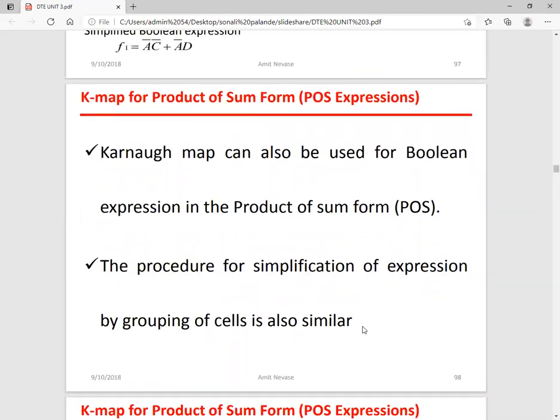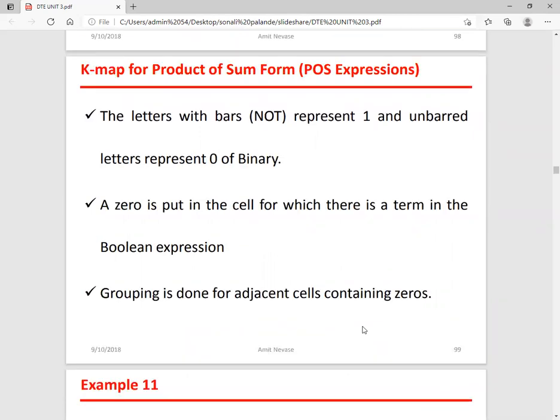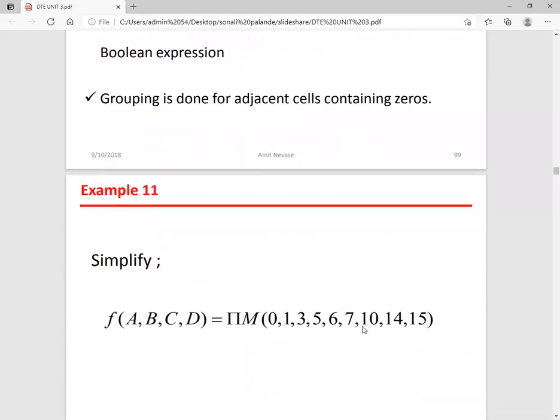Another point is Kmap for product of sum, that is POS expressions. Kmap can also be used for Boolean expressions in the product of sum form, that is POS. The procedure for simplification of the expression by grouping cells is also similar. The letters with bar, that is NOT, represent 1 and the unbarred letters represent 0 in binary. A 0 is put in the cell for which there is a term in the Boolean expression. Grouping is done for adjacent cells containing zeros.